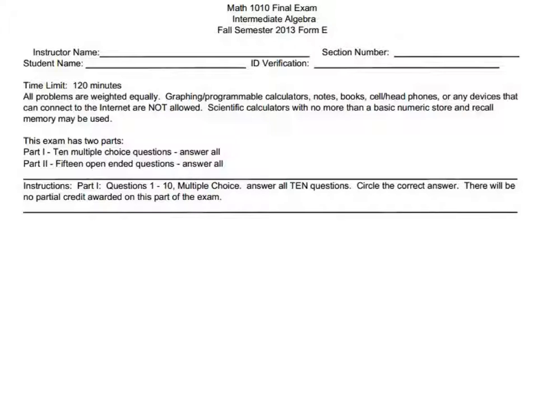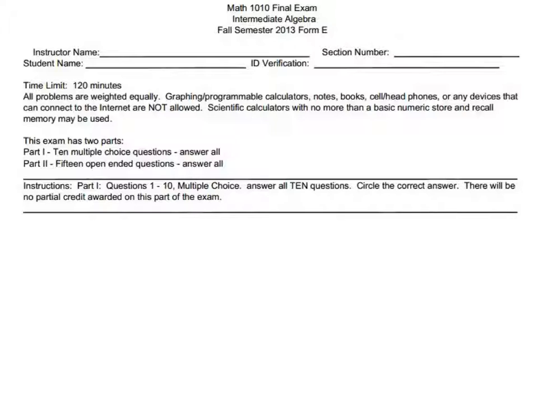The exam is 2 parts. Part 1 is multiple choice. There are 10 questions. Make sure to answer all of them. And Part 2, 15 open-ended questions, meaning you have to show all of your work and your teacher will give you partial credit. So for Part 1, it's all or nothing, no partial credit. Part 2, show all of your work so that you can get partial credit. 25 questions. This is still the same for your final. It's the same setup.